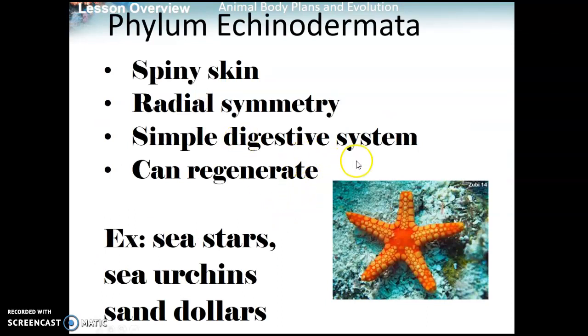Echinoderms are pretty cool. They have bumpy spiny skin, which is what echinodermata means in Latin. They have radial symmetry where they're arranged like a circle. Simple digestive systems. The sea stars are really cool. They can actually poke their stomachs out of their body to eat their food. And these are animals that can regenerate. If a sea star loses a limb, it can grow one back.